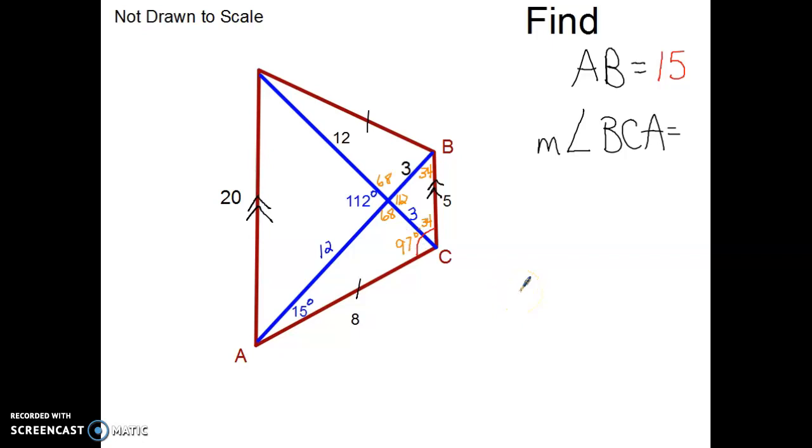Now, my original objective was to find the measurement of angle BCA. I can use angle addition. I have 34 degrees and 97 degrees, which means my final angle should be 131 degrees.